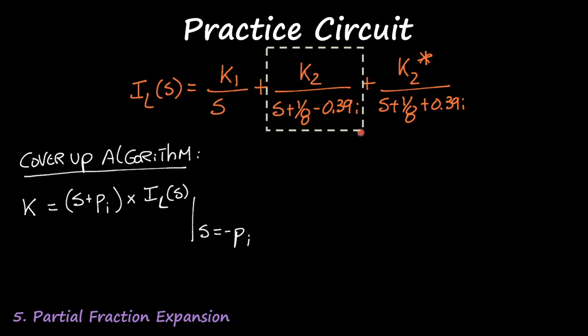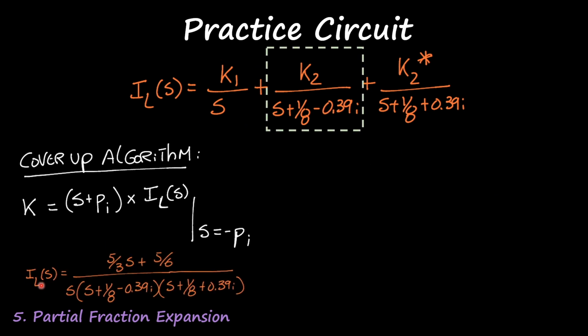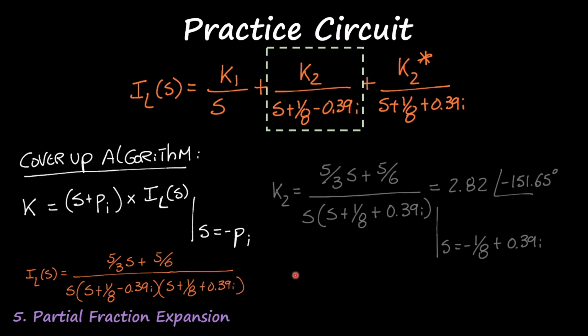For K2, it's a complex pole, so I'm going to use now IL of S in a complex form here. So notice here, if I substitute these by this pole, which is the pole of interest, it's going to cancel out, and I just get the S, with a pole with a positive imaginary part. And I substitute now in all this equation by this, and I get a 2.82 and an angle of minus 151.65 degrees.